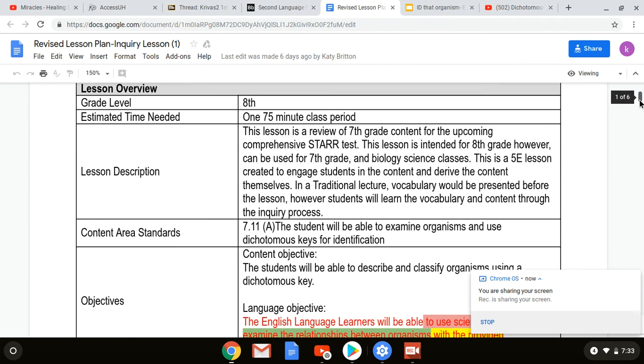I like the way that you describe your lesson, saying that because it's an 8th grade classroom, but you are reviewing 7th grade content. That is for the STAR test, and I think that's good, especially now that they're going to be taking the STAR test.